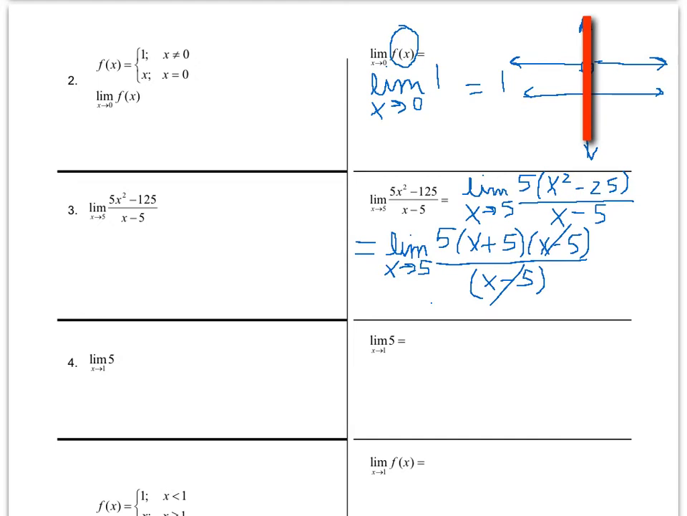We are going to eliminate the limit notation because we are substituting and plugging it in now. So this is going to equal 5 times 5 plus 5. And we're getting a limit of 50 out. Okay?